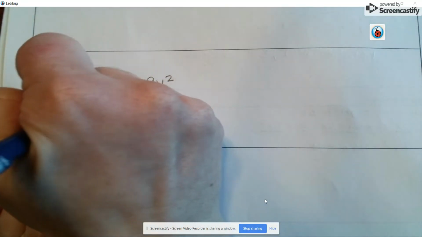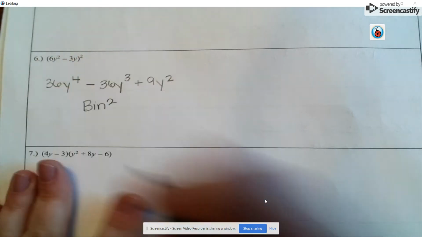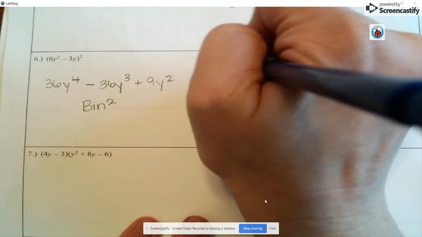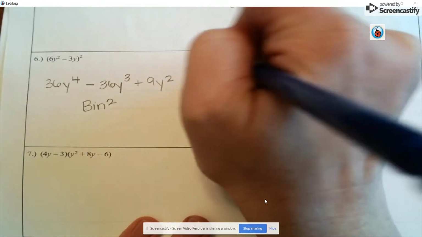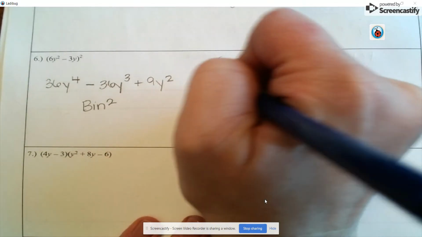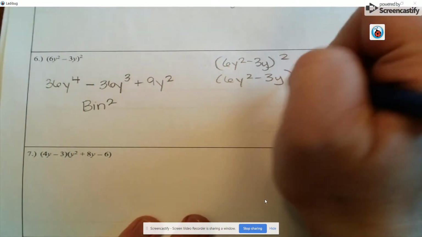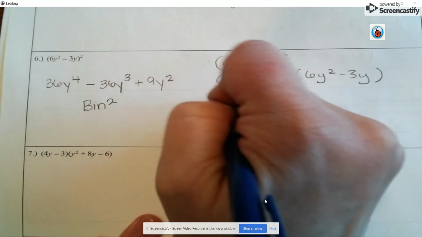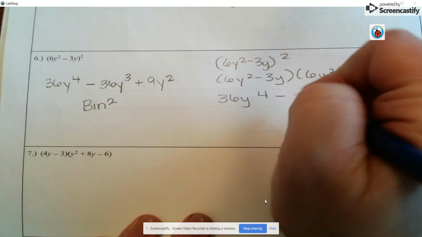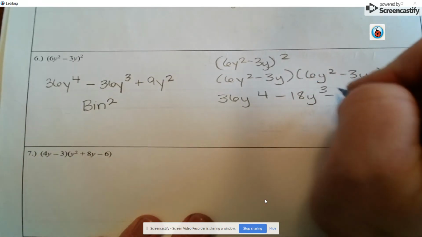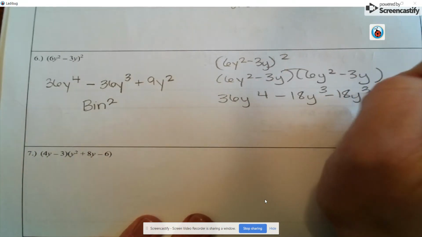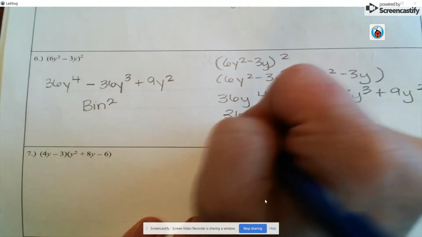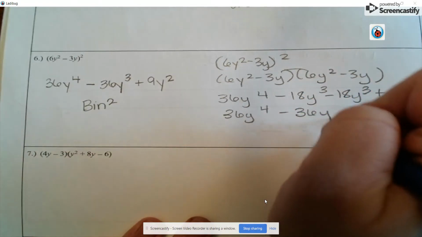Okay, and that would be my final answer. If I did use that way, I have to write bin squared. Or if I wanted to go the old-fashioned way, I have 6y squared minus 3y squared. That's the same thing as saying 6y squared minus 3y times 6y squared minus 3y. So I'm going to get 36y to the 4th minus 18y to the 3rd minus another 18y to the 3rd plus 9y squared.